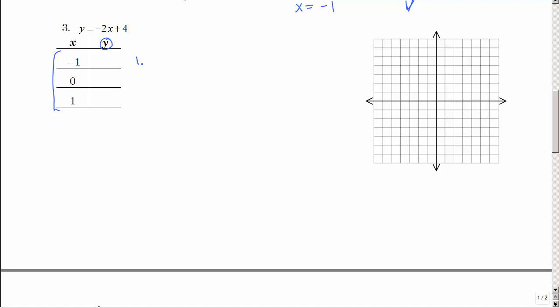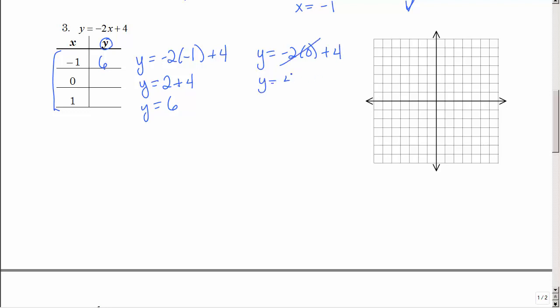So we're going to have y equals negative 2 times negative 1 plus 4. You see how easy that is? You get 6. Then we have y equals negative 2 times 0 plus 4. You can do that in your head. It's so easy. And then we have positive 1.